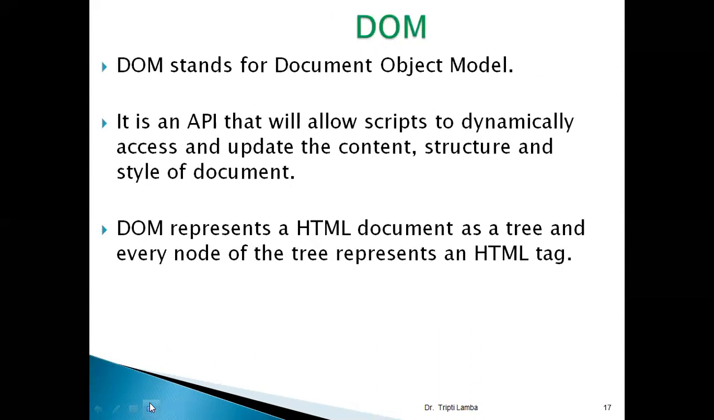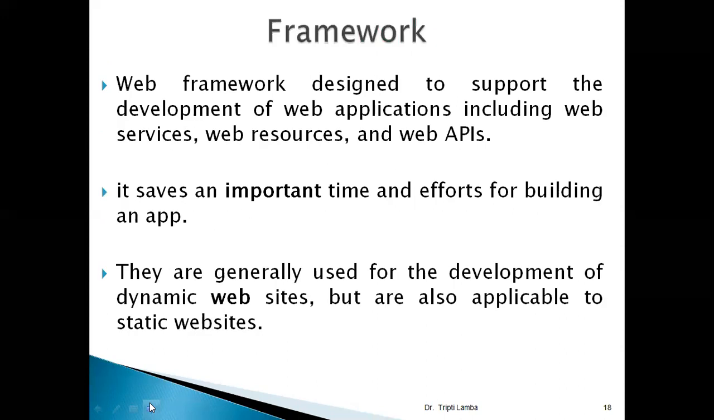Now let's talk about DOM. DOM stands for Document Object Model. It is an API, application program interface, that allows script to dynamically access and update the content, structure, and style of the document. It represents an HTML document in a tree form, and every node of the tree represents an HTML tag.